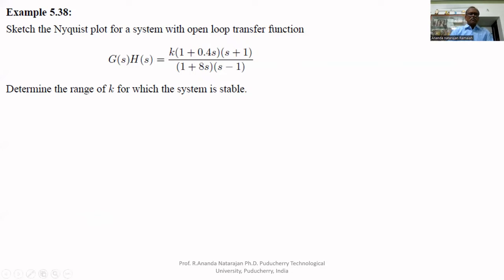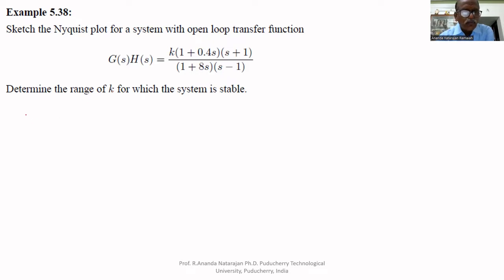Today, we are going to see another sum on Nyquist stability criterion. Sketch the Nyquist plot for a system with open loop transfer function G(s)H(s) equal to k multiplied by (1 + 0.4s) multiplied by (s + 1) upon (1 + 8s) multiplied by (s - 1). Determine the range of k for which the system is stable.